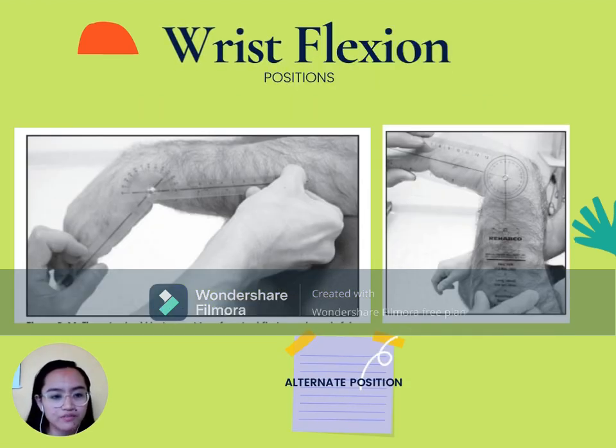So here we have positions. As I have said a while ago, there are different positions during this test. The left picture here is what we usually do. And the second picture, over at the right side, is the alternate position where the arrow actually points. This is done because some patients might have edema or swelling, so this is just to get a better measurement of the ROM.